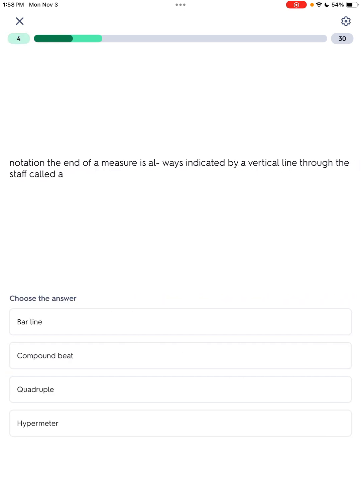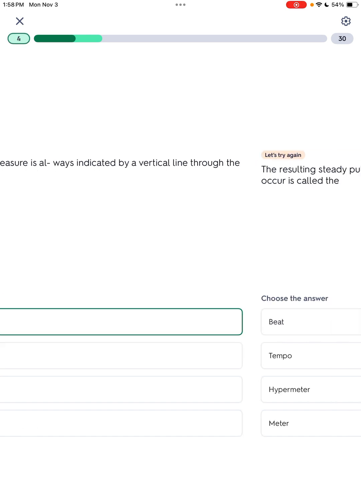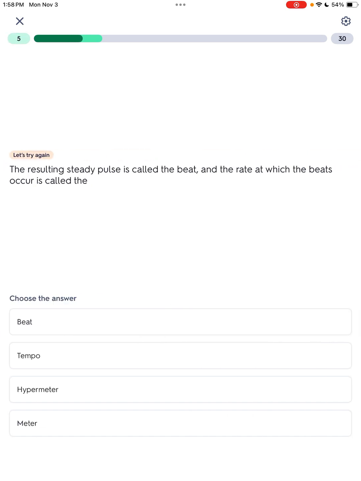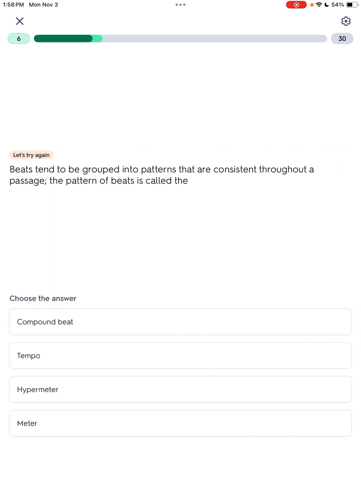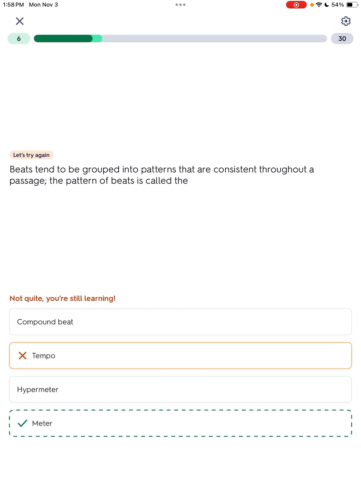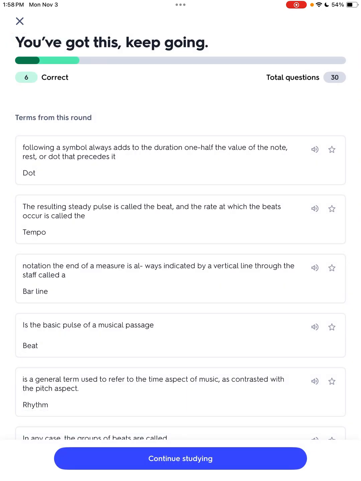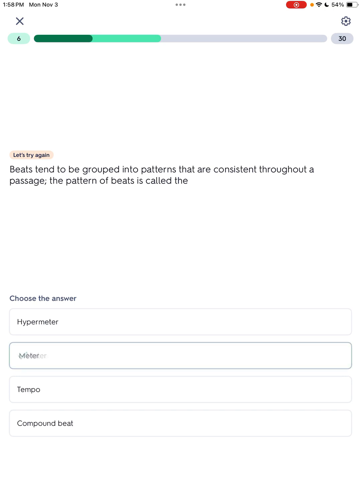In any case, the groups are called measures. In notation, they are always indicated by a vertical line that is now called a bar line. The resulting beat tempo. Oh, beats that tend to be grouped, the pattern is called the meter.